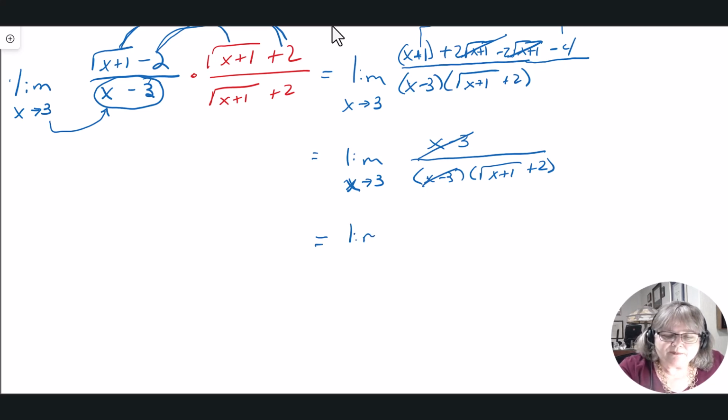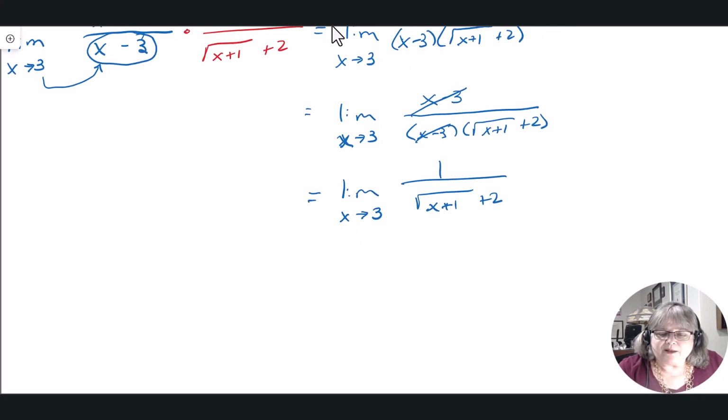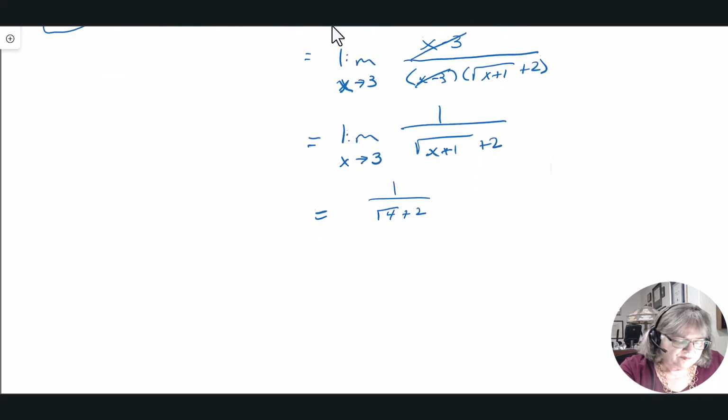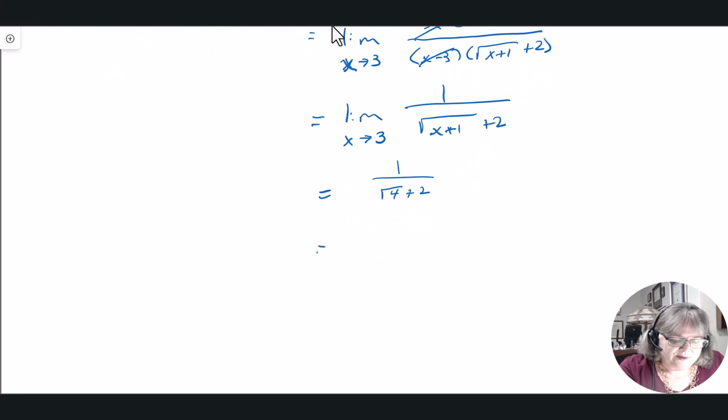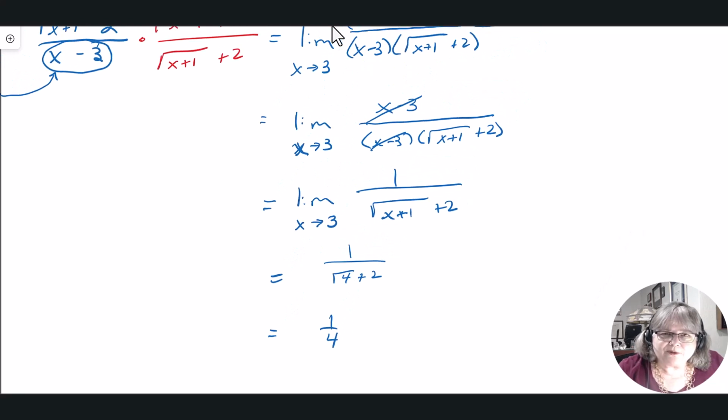So it's the limit as x goes to 3 of 1 over square root of x plus 1 plus 2. And if I substitute the 3 in, that's not going to give me 0. So I'm going to go ahead and do that. And I would have 1 over the square root of 4 plus 2. Square root of 4 is 2. So this is 1/4.